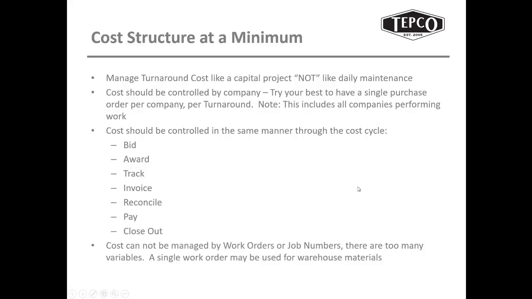And the last one was cost cannot be managed by work orders or job numbers. There's too many variables, but sometimes it's a must. And one of the big things that we see is that for warehouses, they do write a work order, sometimes a single work order for the warehouse or the supply house. So what they'll do is have a work order for a blanket material that has to be purchased, bulk item material.